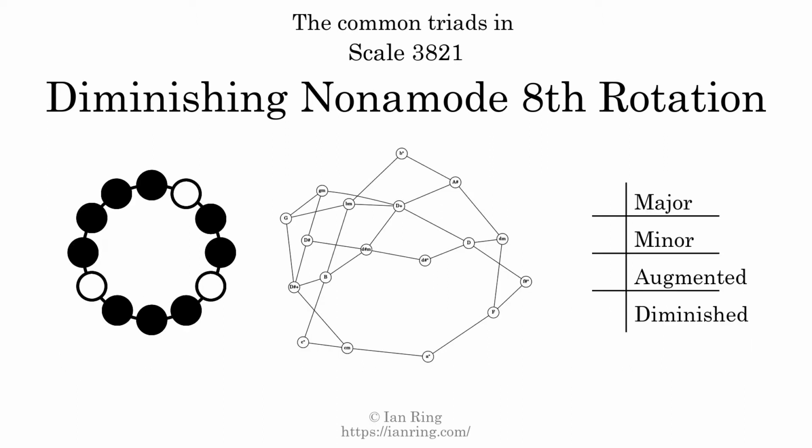111011101101. Here are the common triads present in this scale. The diagram in the center is a graph of parsimonious voice leading between triads. There are 6 major triads. There are 5 minor triads. There are 2 augmented triads. There are 5 diminished triads. Here is a Hamiltonian path of parsimonious voice leading that uses all the triads.